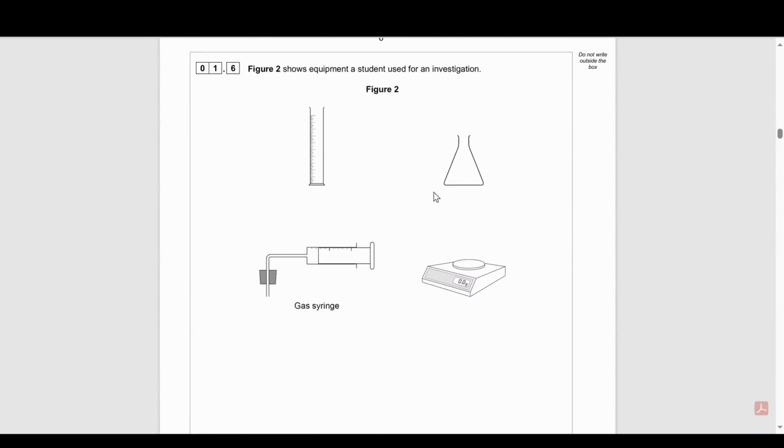1.6. Figure 2 shows equipment a student used for an investigation. Let's identify the pieces of equipment that they've shown us first. We have first a measuring cylinder. Then we have a conical flask. Underneath our measuring cylinder, this would be a gas syringe, which is already labeled. And then lastly, we have a balance.